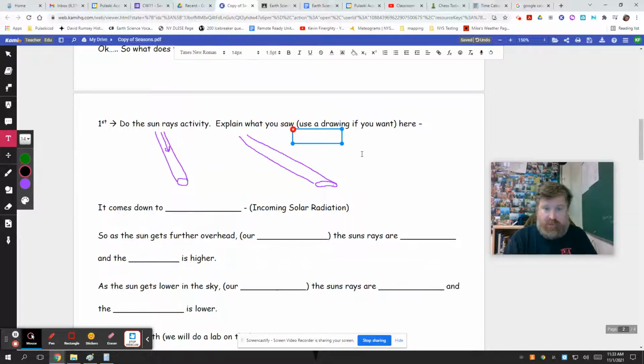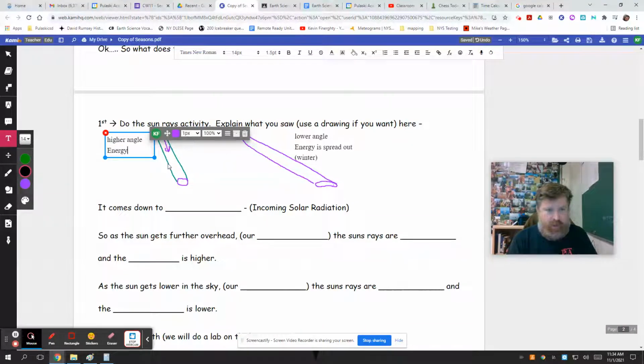So let's write that. This is lower angle. Therefore, energy is spread out. I'm going to learn to spell. Which is what we have in our winter. Over here will be the opposite, which I'm sure you can do in your head already. Higher angle, energy concentrated, which is what we experience in summer.